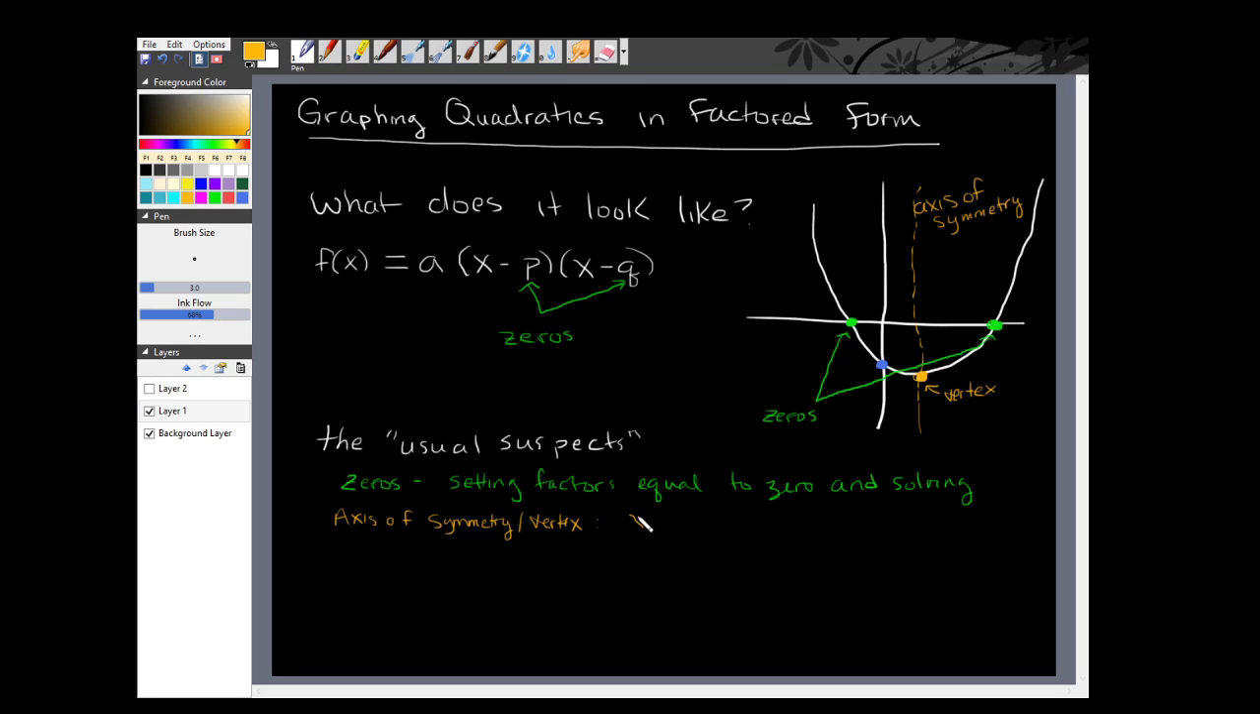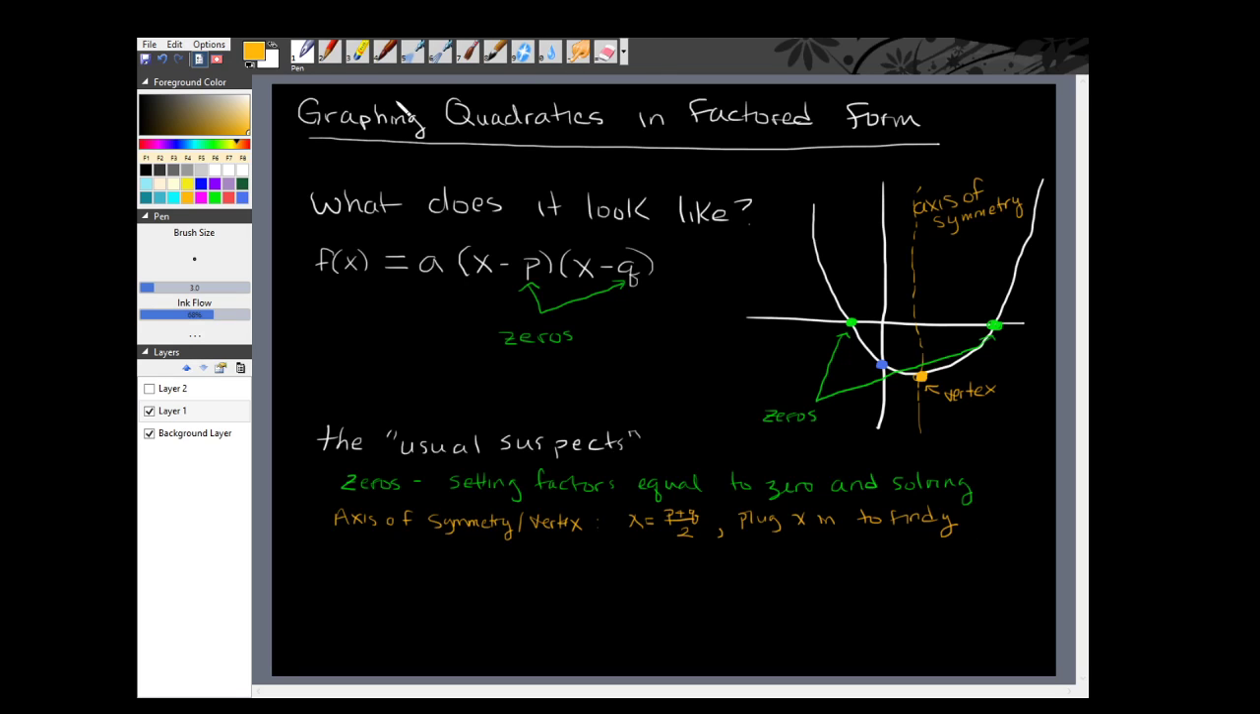Now the axis of symmetry does have a nice little formula. It has a little rhyme to it. It's x equals p plus q all over 2. So to find your axis of symmetry, you find your zeros, plug them into this formula, and then to find the vertex, you plug that x value in to find y.